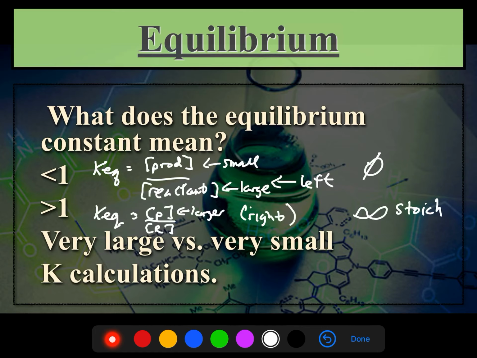Again, KEQ values less than 1 mean the reactants dominate. The position favors the reactants and lies to the left. And for KEQ values greater than 1, that means the position favors the products and that the equilibria lies to the right.